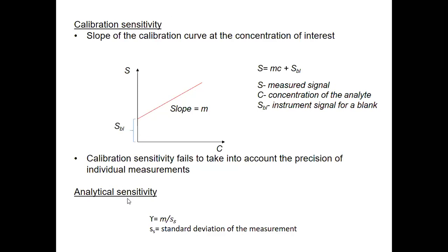In the case of analytical sensitivity, it also accounts for the precision, because this is how we calculate the analytical sensitivity: gamma equals m divided by s, where m is the slope and s is the standard deviation of the measurement. Since we account for the standard deviation of the measurement, the precision of the individual measurement automatically comes under analytical sensitivity, right? So even though calibration sensitivity has that limitation, analytical sensitivity does not. You should know how to do all these calculations, right? I will cover this in the tutorial also.